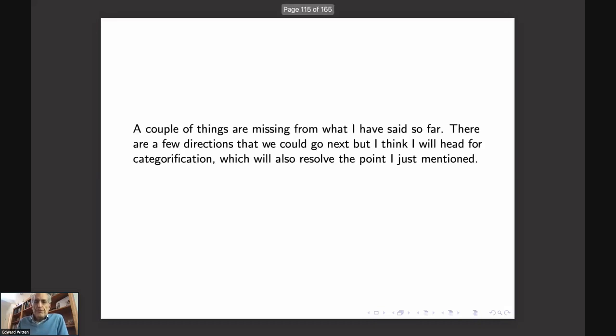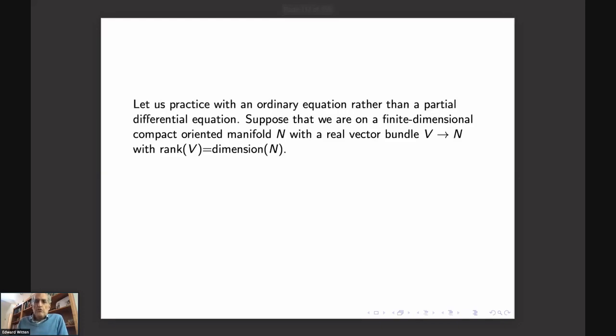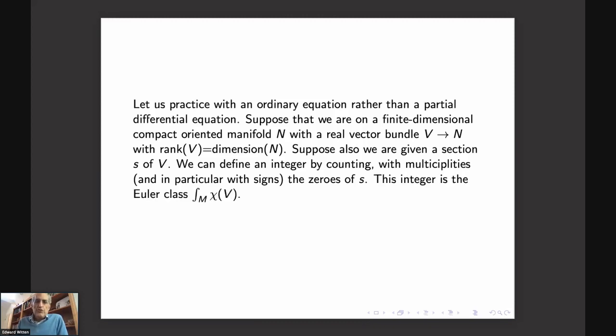So what is categorification going to mean? Well, I briefly said a word about that at the beginning, but let's go in more detail. Let's practice with an ordinary equation rather than a PDE. Suppose we're on a finite-dimensional compact oriented manifold N with a real vector bundle V over N, and we're given a section S. So we can define an integer by counting with multiplicities, in particular with signs, the zeros of S. That integer is the Euler class of the bundle V. So that's an equation, namely S equals 0.